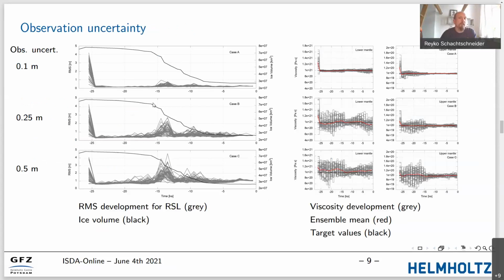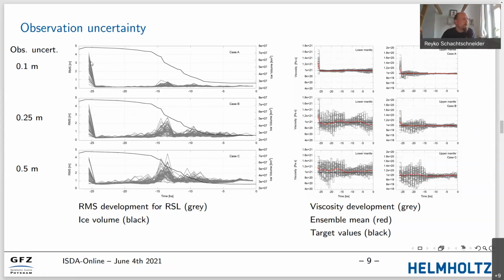Here we use the global data set and tested different uncertainties of the simulated observations. In the top row, there are 10 centimeters, 25 in the middle, and ½ meter in the bottom row. On the left side, you see the development of the RMS error for the relative sea levels. In gray are the ensemble members. Black is the global ice volume over time.